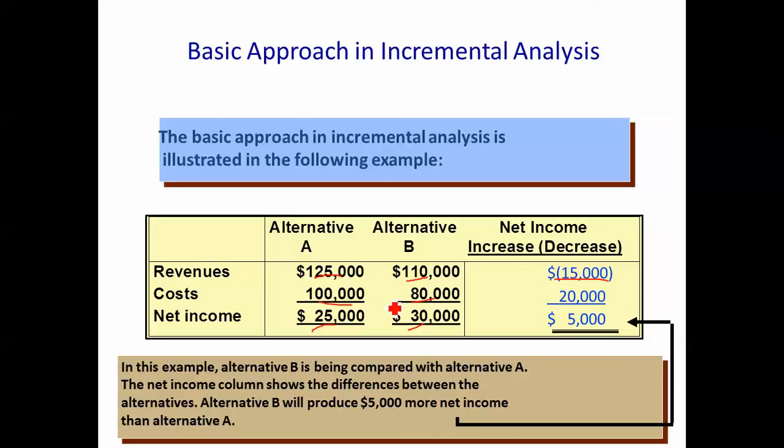When it comes to costs, A's costs are 100,000 and B's are 80,000. So there's a benefit to B of 20,000. So basically we forego revenue of 15,000, but we also save 20,000. The net effect, the incremental effect, is that alternative B is better than alternative A by $5,000.